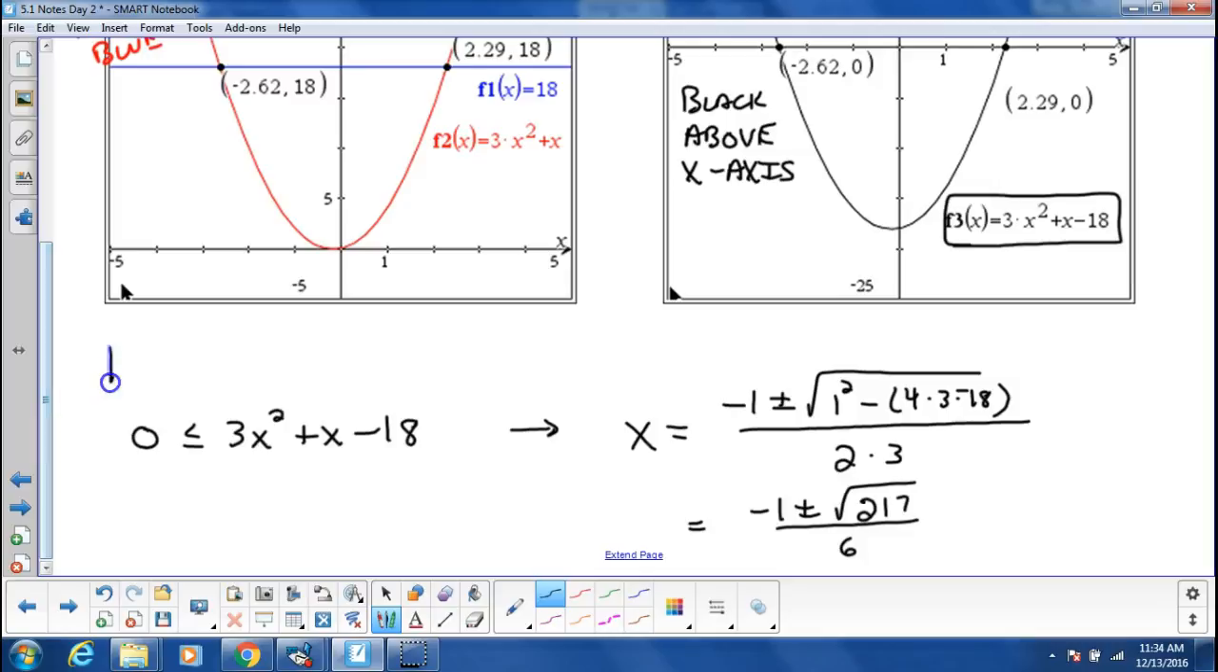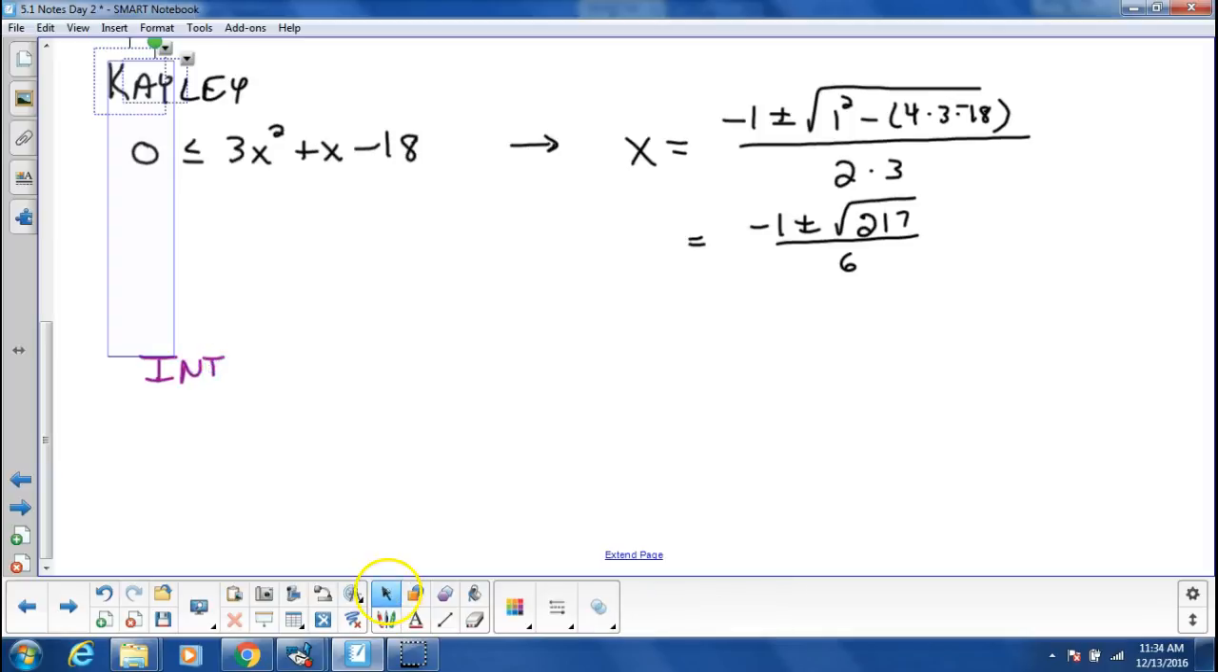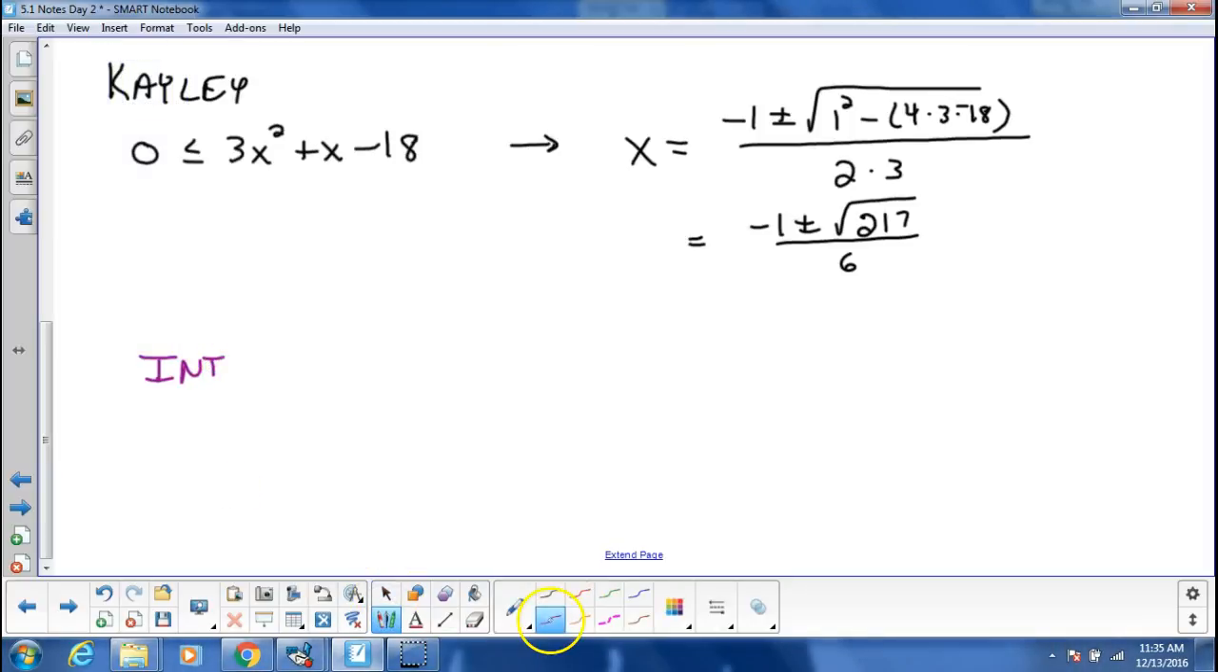In Kaylee's way, she set it equal to 0 and solved for her zeros. In any of the 3 ways, the answer in interval notation would be from negative infinity down to negative 2.62, and that's bracketed because of the equals part, and then from 2.29 to positive infinity.